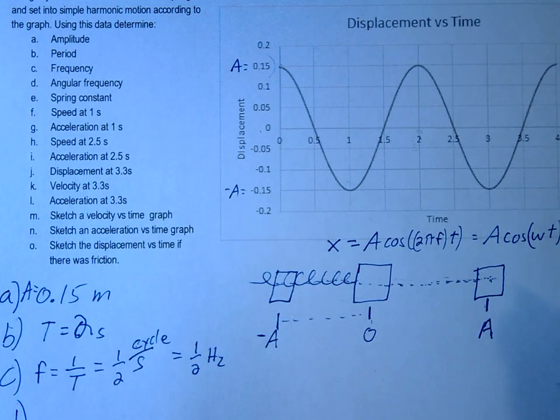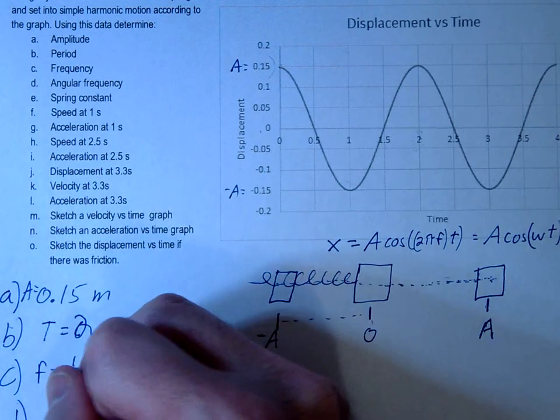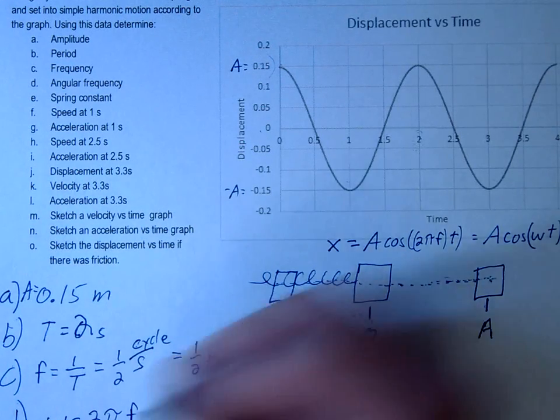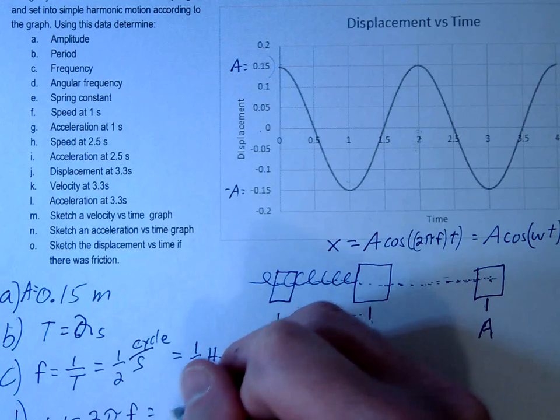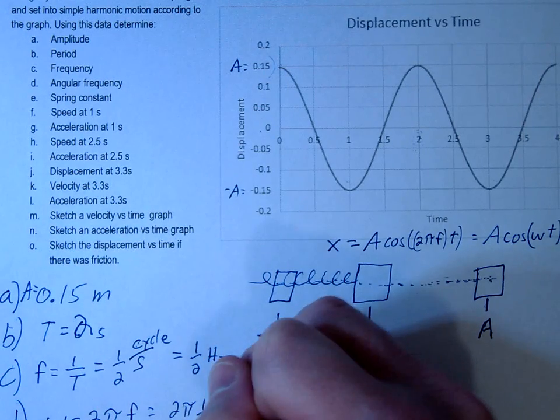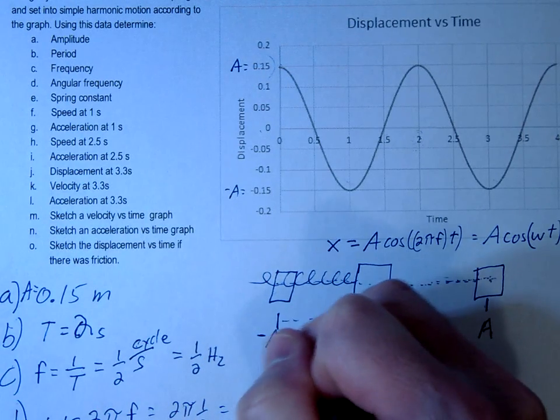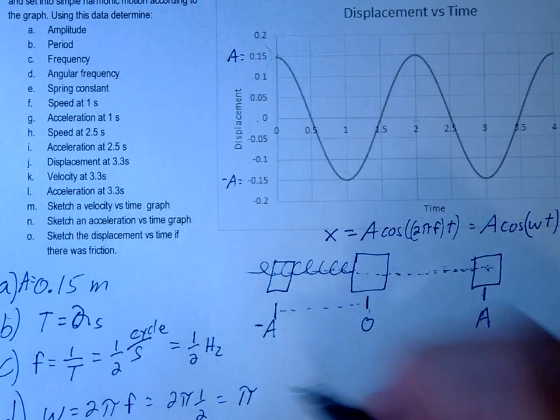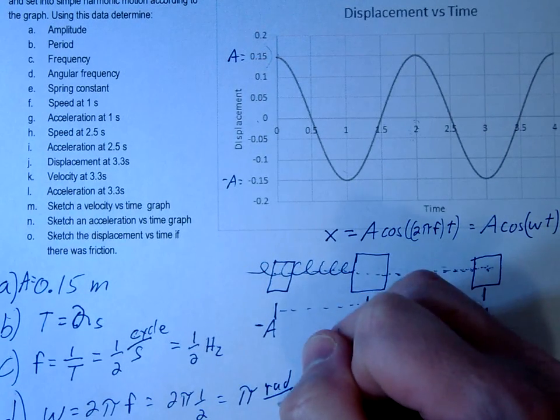Letter D is angular frequency. As I mentioned earlier, that's omega. That's simply 2 pi times f. So that's going to be 2 pi times 1/2, just simply pi. And the units for this, if you recall, omega is radians per second.